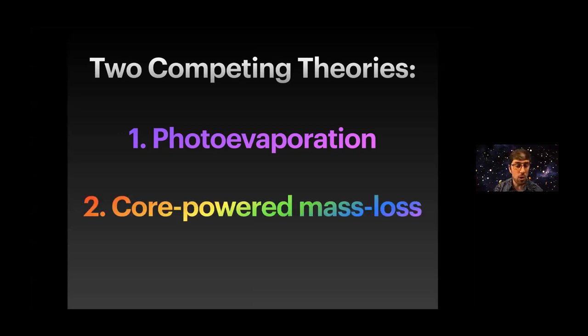And then the second one is core-powered mass loss, which uses a combination of the core luminosity of the planet plus the incident bolometric flux from the host star, and various mass loss timescales. And this actually results in planets losing their atmospheres on gigayear or so timescales.